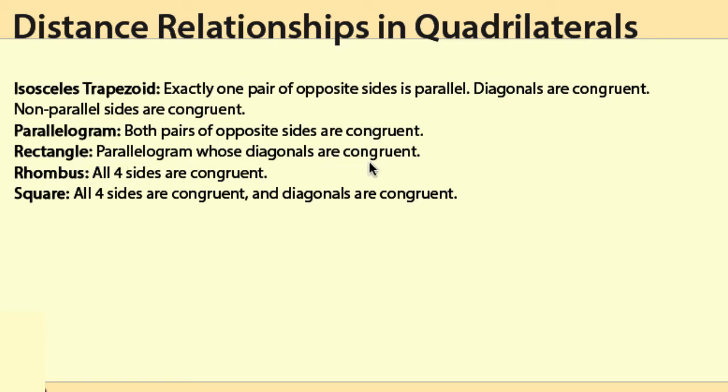So for a rectangle, you need to make it a parallelogram first, and then you do the diagonals. And if the diagonals are congruent, you have a rectangle. Rhombus: all four sides congruent. Square: all four sides are congruent, and diagonals are congruent. So the square is the most specific. It has to have all those properties. So basically, you're just going to be calculating the distance for various quadrilaterals, then using those distances to determine what type of quadrilateral you have.